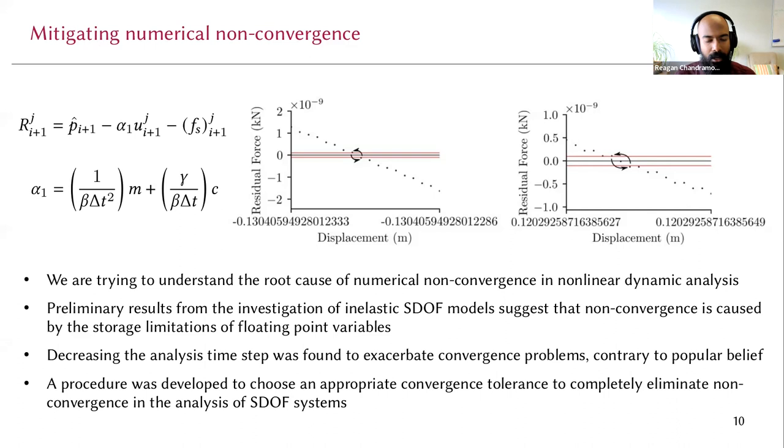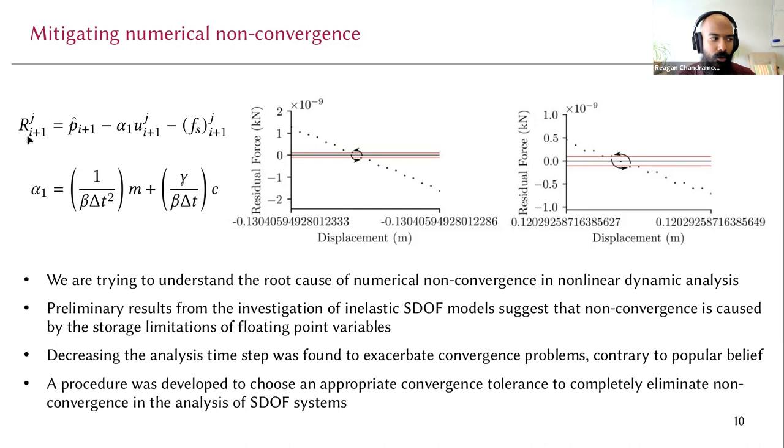So essentially, what he was seeing was, I have over here on the top left the equation to compute what we call the residual force at each iteration. R represents the residual force. And on the right-hand side, you have all the terms that appear in the equation of motion when you use Newmark's average acceleration scheme. The iterative method that is used to find a solution to this equation at every time step converges to a solution if that residual force can be reduced to zero.